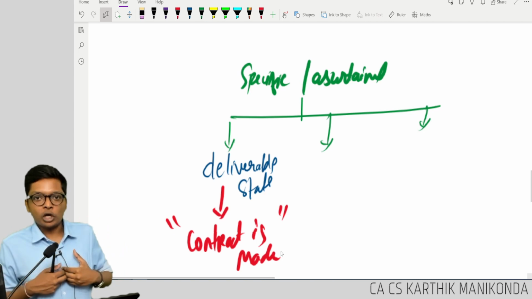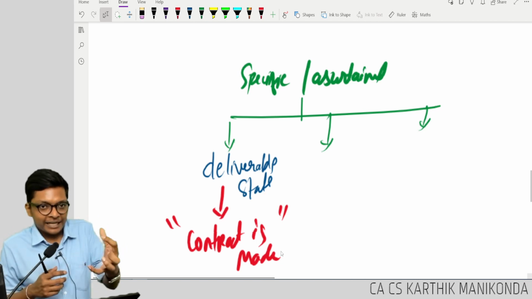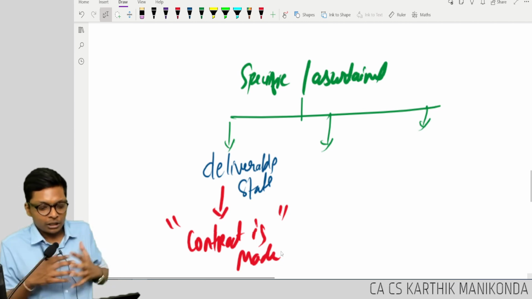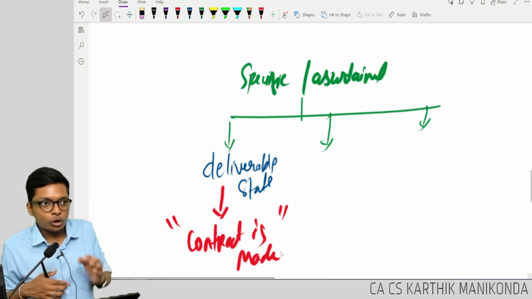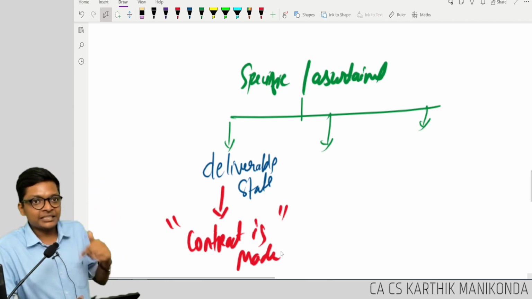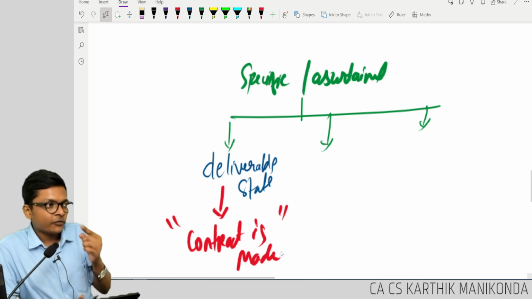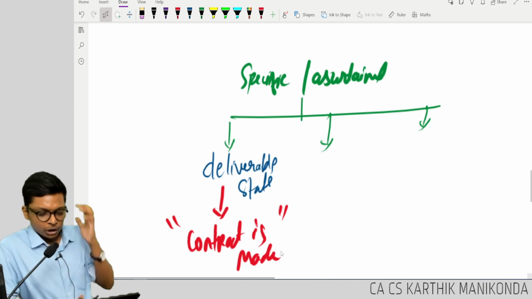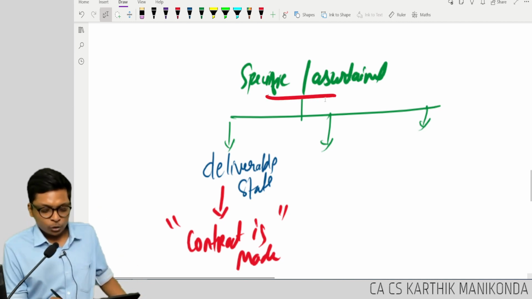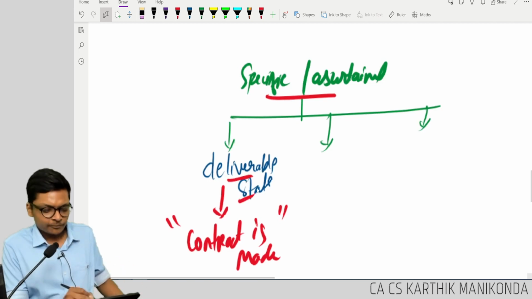So I go to a shop, I say I want to buy the shirt. I took the shirt, went to the billing counter, I want to buy. He accepted to sell it to me, contract is made. At that point, ownership is transferred, unless the shopkeeper has a different rule for transfer of ownership. Are you following? So specific goods in deliverable state, when contract is made.